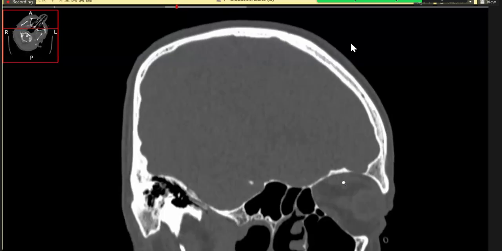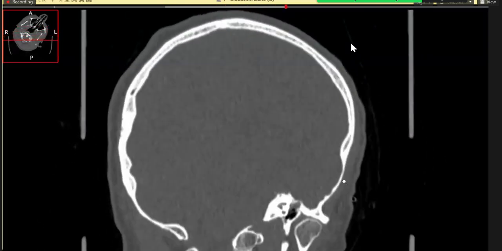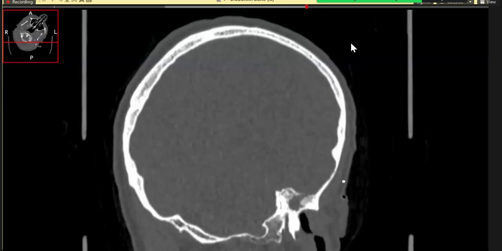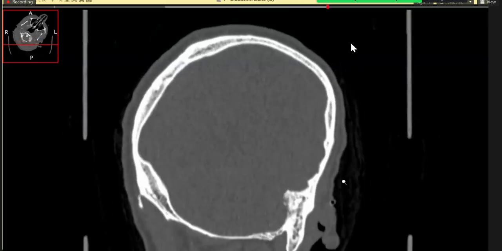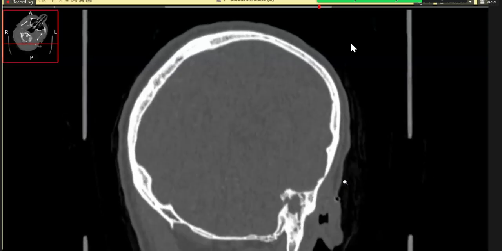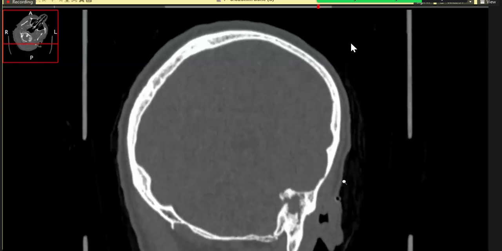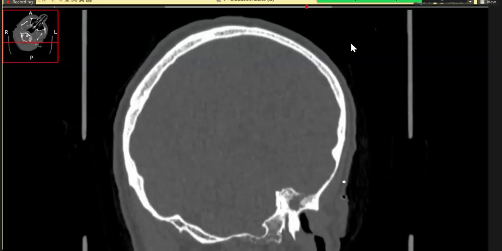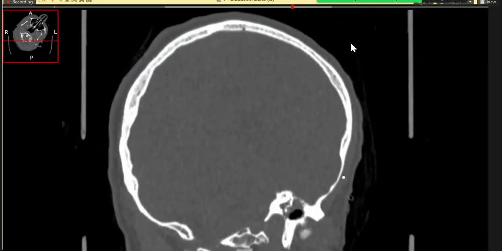These are sagittal images. Sorry, this is slightly oblique. I'm showing coronal, right? This is coronal oblique because the patient could not cooperate. Okay, so there is a focal loss of bone at the level of the mastoids, and the same findings are re-demonstrated.